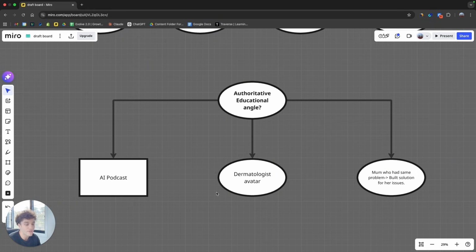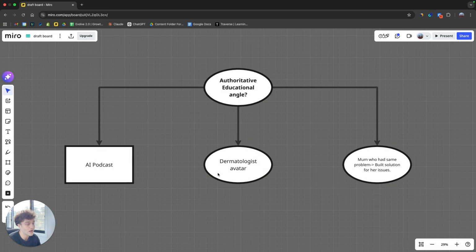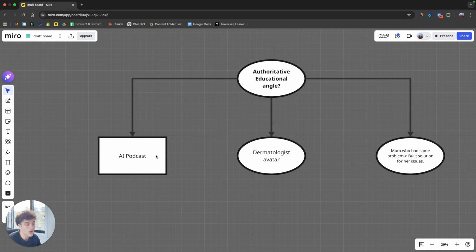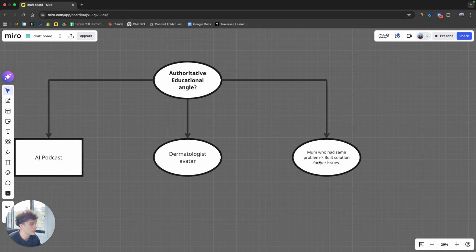Are they doing avatar based ads, or AI avatar? Maybe they're running an AI podcast. Maybe they're doing moms who had the same problem, but then built a solution based on her issues. That's a pretty good authoritative educational format, because you're able to lower the person's guard by saying, look, I was a mom, I had the same issues as you. And if you've done your extensive research and you're able to include micro moments within that script and really handle the objections that need to be handled, you can crush it with it.